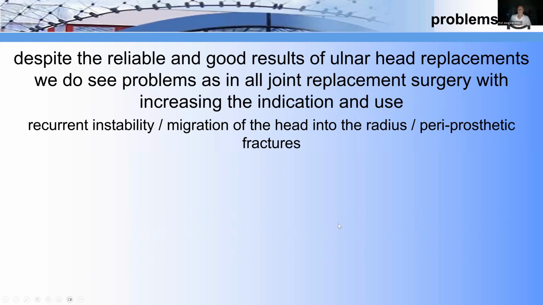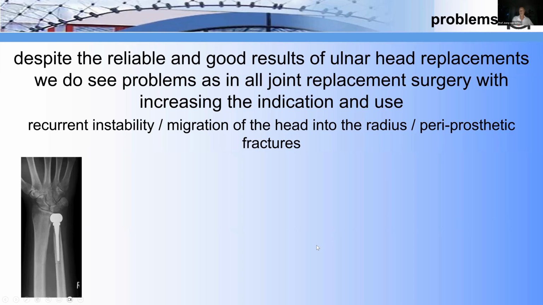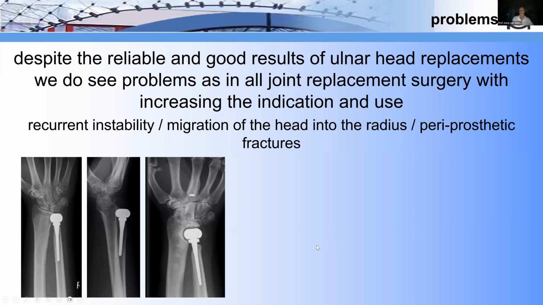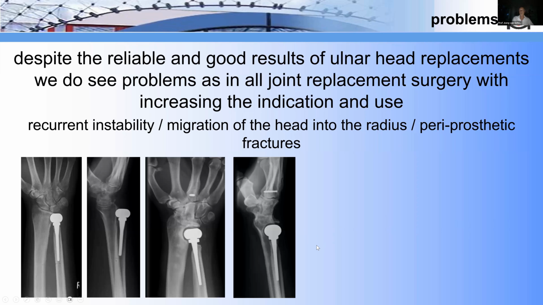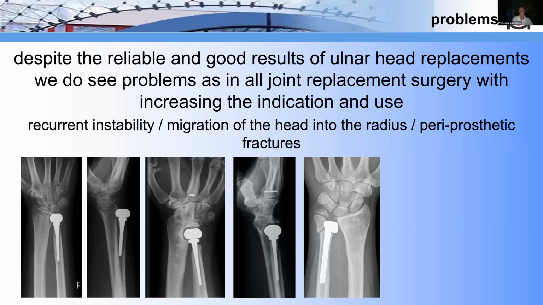But, and I'm coming to the end of my presentation and my thoughts about ulnar head replacement, despite all the good results we see with the ulnar head replacement, obviously we will see problems, as we do see them in all joint replacement surgeries, especially if we increase the indication and the use of the prosthesis. So that might be recurrent instability, like in this patient. As I told you before, migration of the radius onto or into the ulnar head, or periprosthetic fractures, as in this patient. But with this procedure, we do have revision options.